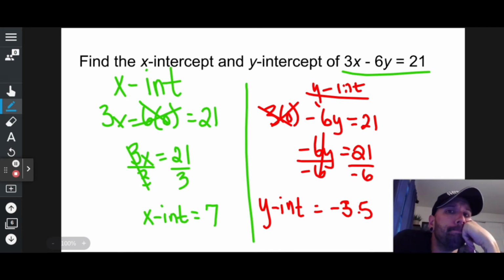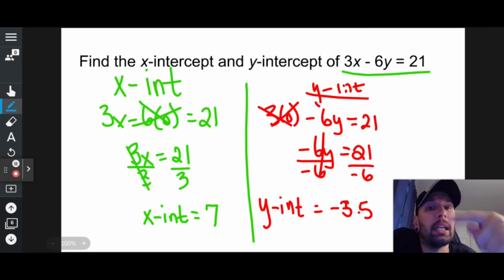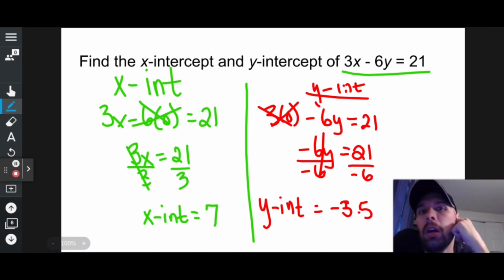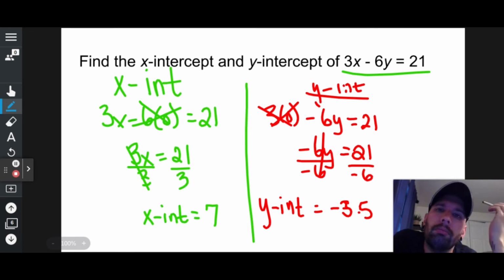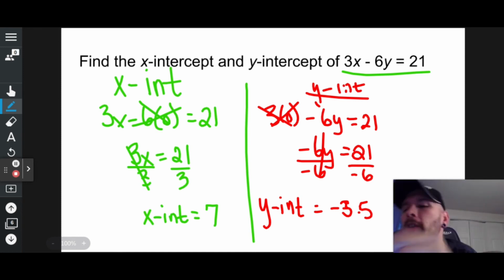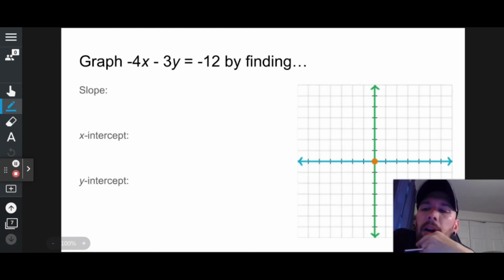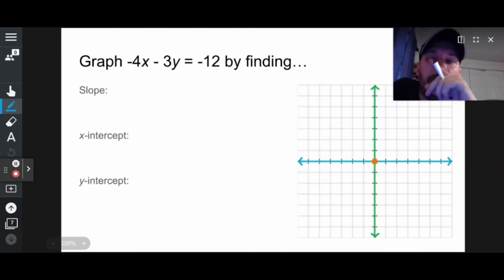Okay. So those of you who are getting used to this, my method of doing the y-intercept is I just kind of close my eyes and make the 3x disappear, divide everything by negative 6, and there you have it. Not so bad. Not so bad when you understand math. Not so bad at all.